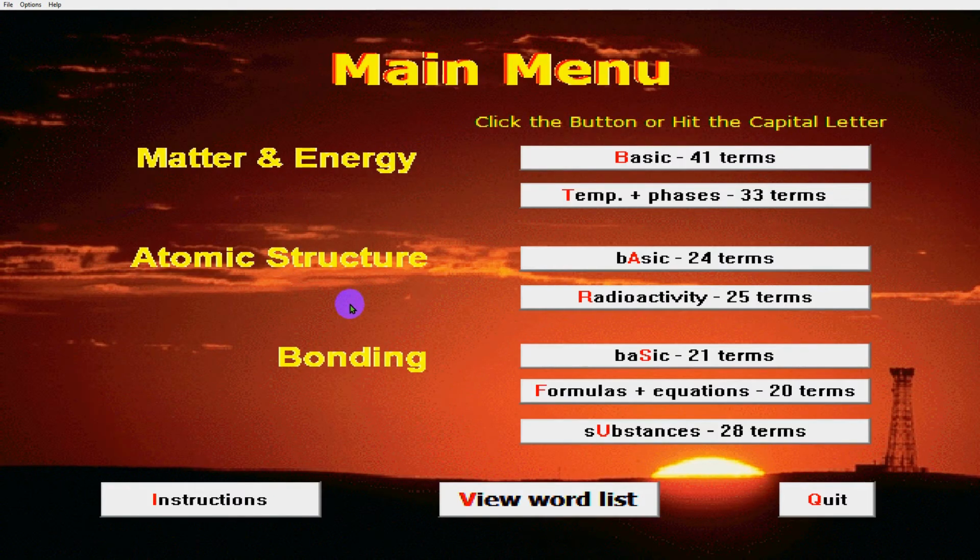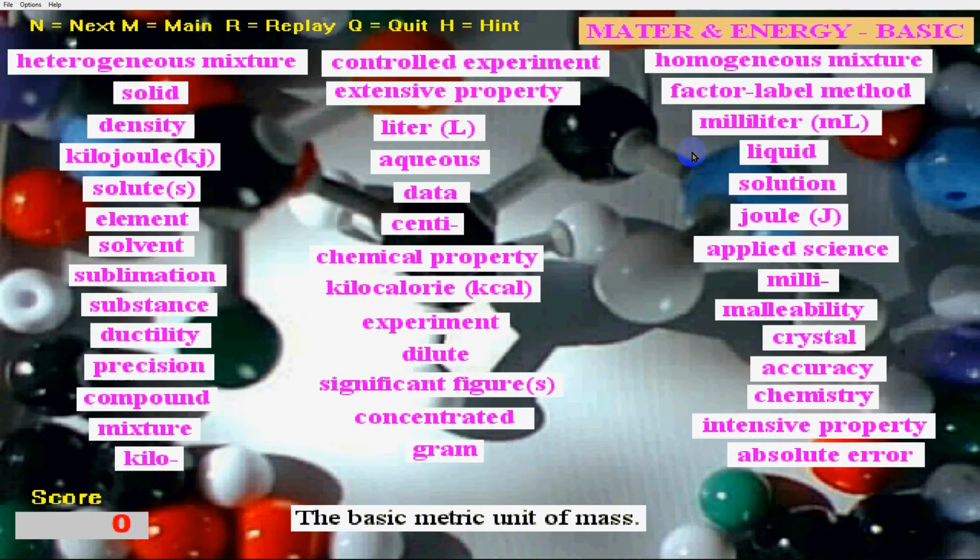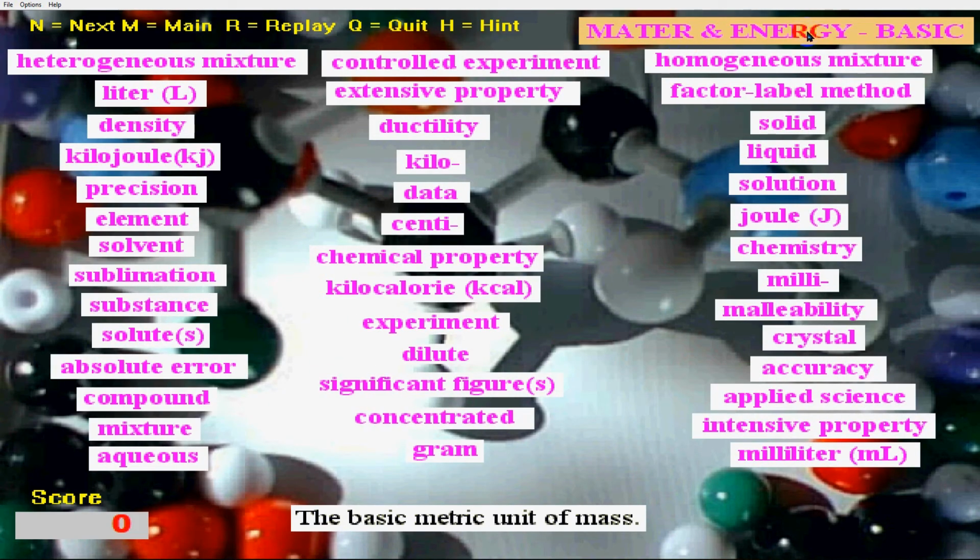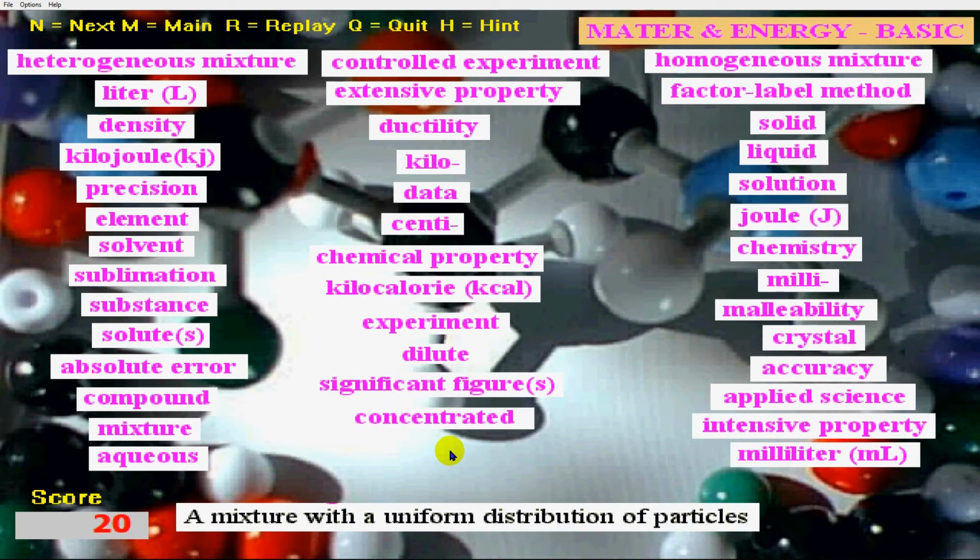Okay, let's take a look at one of the games here. This is matter and energy, basic. You see up here we have all these terms, and these are shuffled every time you play. Down here's a definition, the basic metric unit of mass, which we all know is the gram. So you have to look around for the gram. Here it is. And I didn't turn off sound effects, so I'm going to do Control S. And now we should not get that noise on the next one.